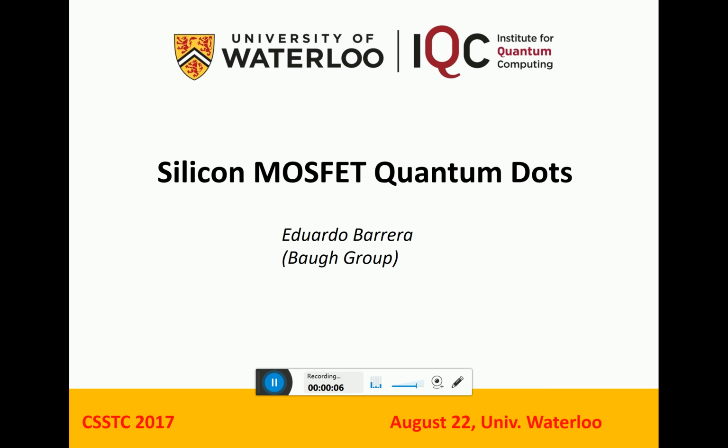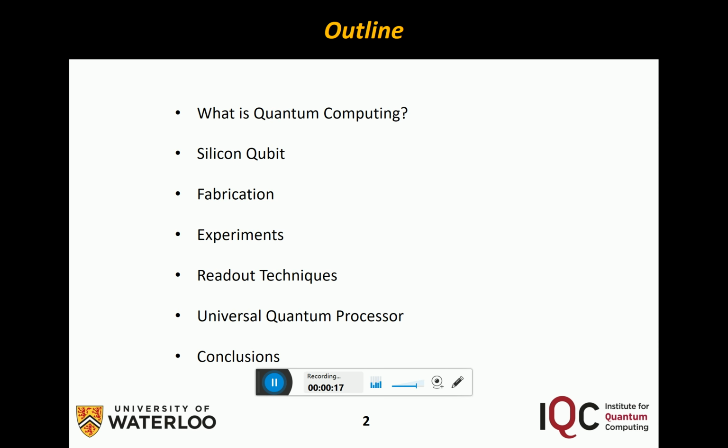In this presentation, I'm going to talk about the work that we have done fabricating and characterizing metal oxide semiconductor quantum dots, with the ultimate goal of implementing spin qubits. So I'll begin by talking about what is quantum computing and silicon qubits. Then I'll move on to fabrication and experimental results.